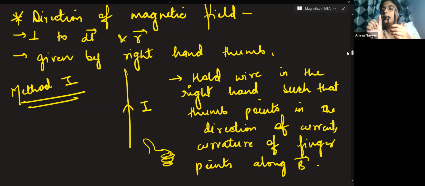Keep your thumb in the direction of current. This is the direction. Now curl your fingers. This is the curling of my fingers. This curvature of my fingers will give the direction of the magnetic field. This is the flow of current, and my thumb is in the direction of current. The point is here. So where are my fingers going at this point? Away from the screen, meaning towards me. Away from the screen means out of the page.